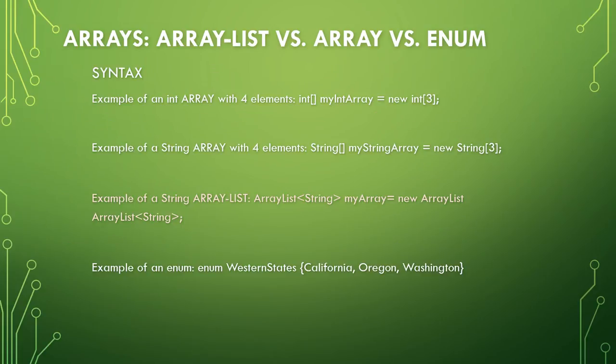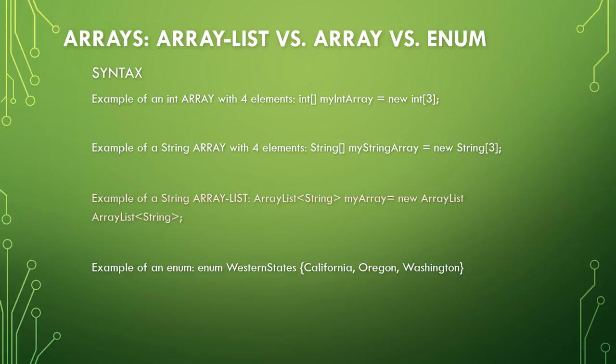Here's an example of a syntax of an int array with 4 elements and a string array with the same 4 elements. And you can see that there's only 3 that are declared because we know that the index in an array always starts at 0. And then here's an array list that's a string. There's the syntax for that.